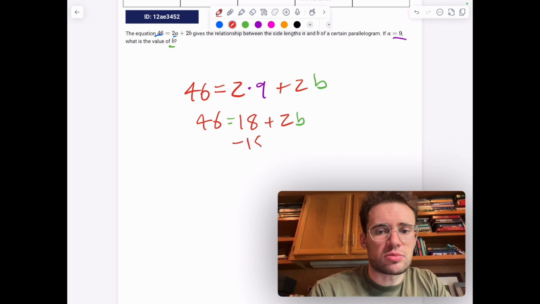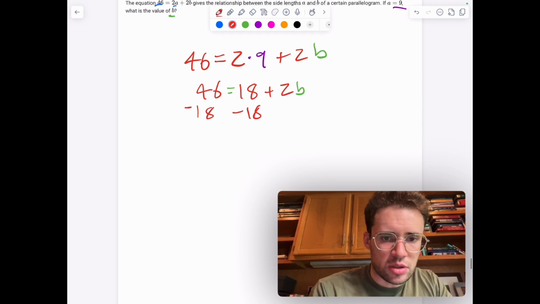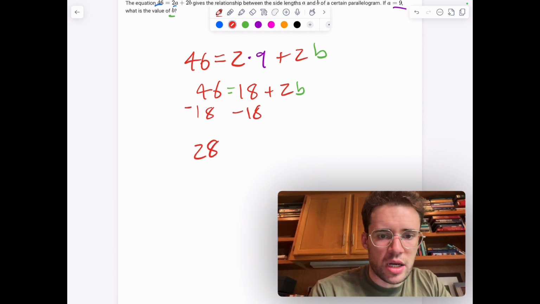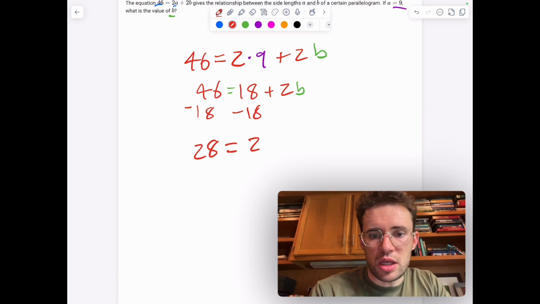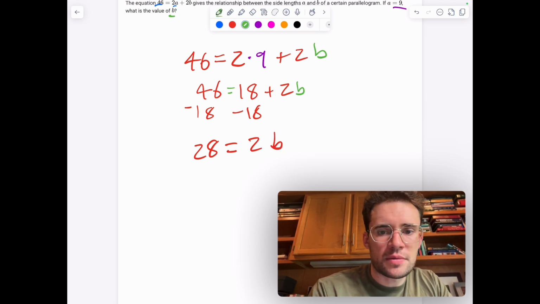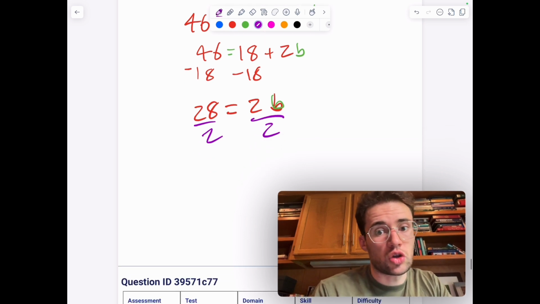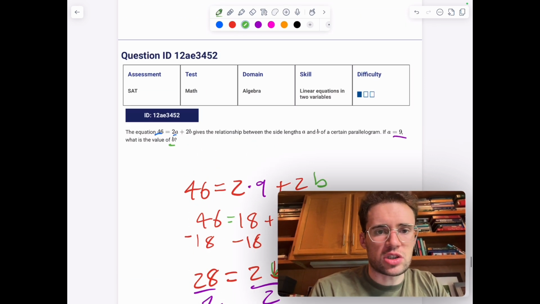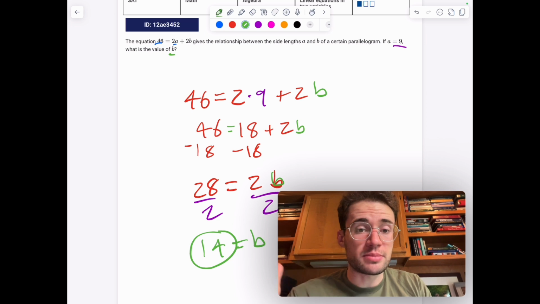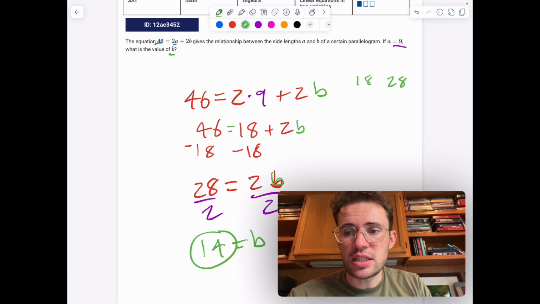To get the b alone, we'll subtract 18 from both sides, which gives us 28. So 28 is equal to 2b, and we just want b. So we're going to divide both sides by 2. Or you think what times 2 makes 28, which is 14. But 28 divided by 2 is also going to be 14. So b equals 14. Now to check that just really quickly, just plug it in. 2 times 14 gives you 28, and 2 times 9 gives you 18. 18 plus 28 gives you 46, which is what we want.